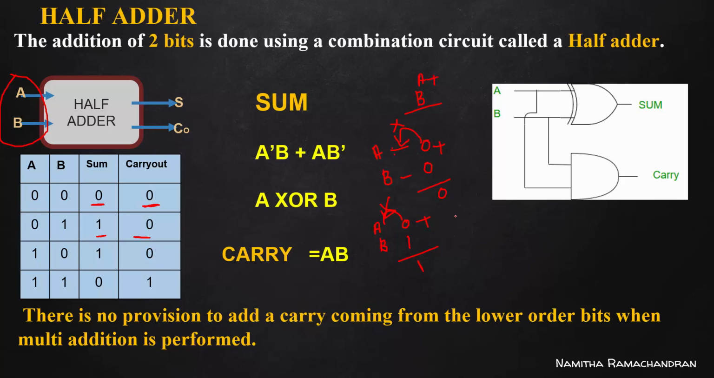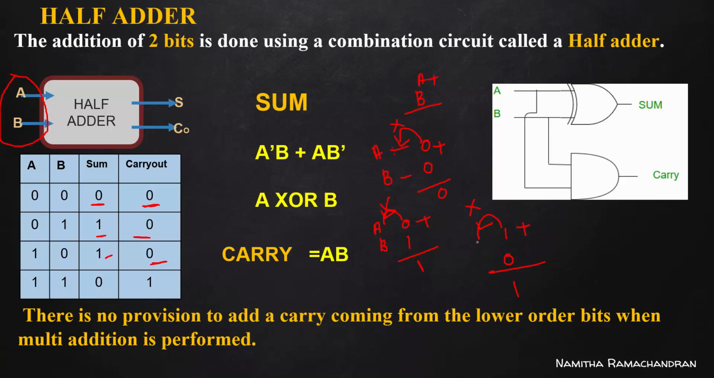And the next case, that is 1, 0. A is 1, B is 0. So adding these two, it will generate the value 1, since 1 plus 0 is 1 only. And again, it will not generate any carry value to the next level. So the sum value is 1 and carry is 0. Carry out is 0 here.